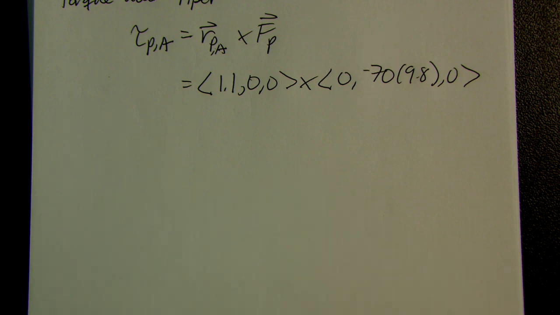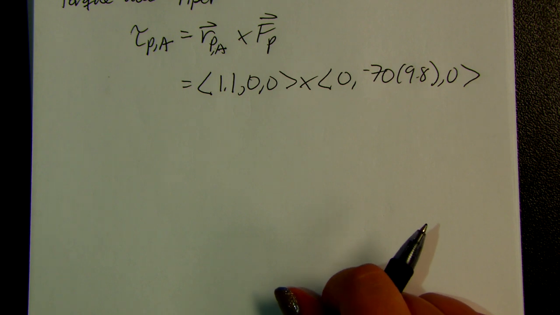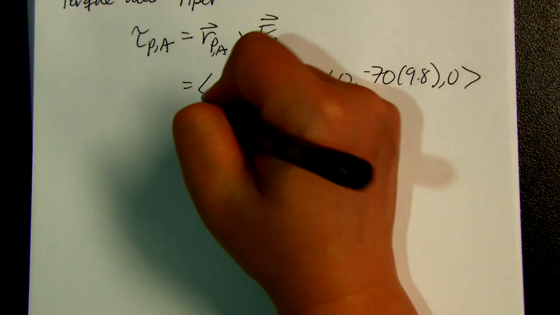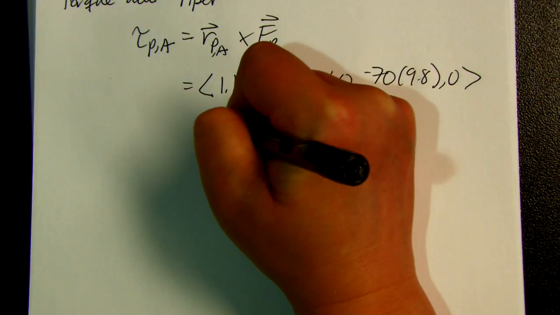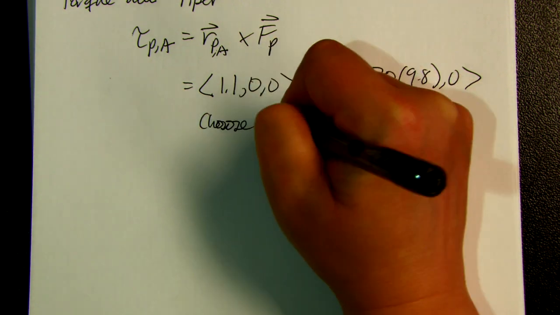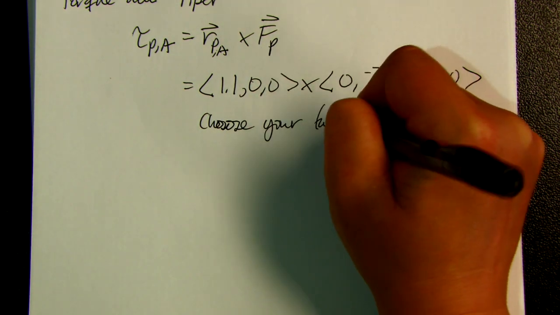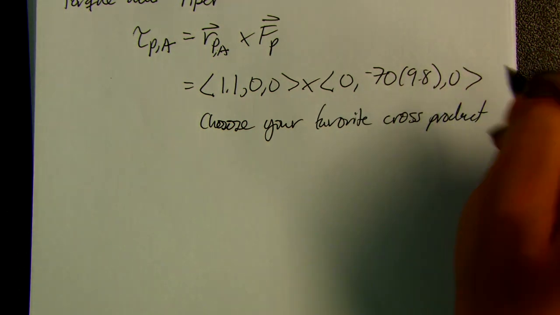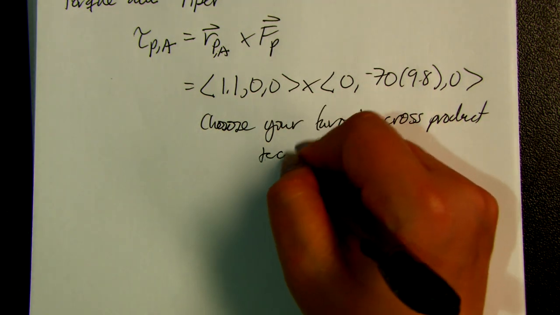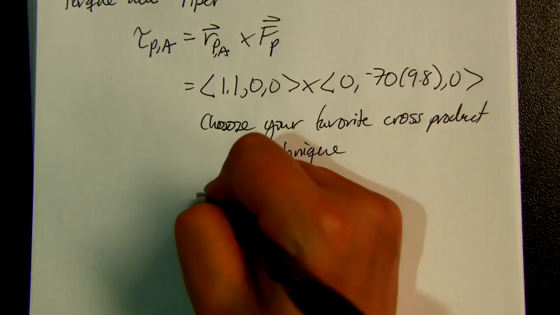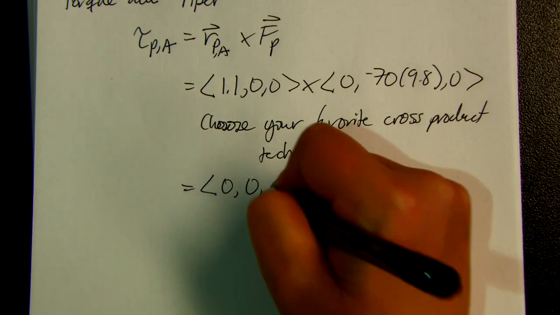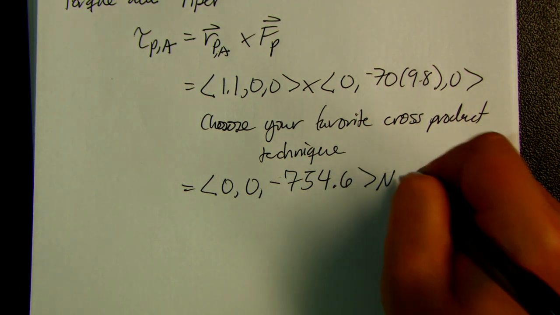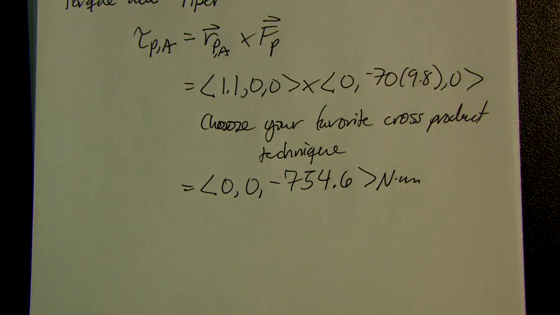You could also find the magnitudes of the vectors and multiply them by the sine of the theta angle between them and use the right-hand rule to determine. Doesn't matter. Whichever way, so choose your favorite way of solving cross products. Your favorite cross product technique. And show me in your work. And you'll get 0, 0, minus 754.6 newton meters.